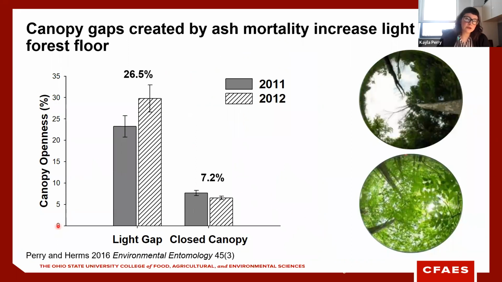So this figure here is looking at percentage canopy openness on the y-axis, and then we have data collected within a gap underneath a dead ash tree compared to nearby closed canopy forests. And so substantially more light reaching the forest floor within these environments caused by ash mortality.